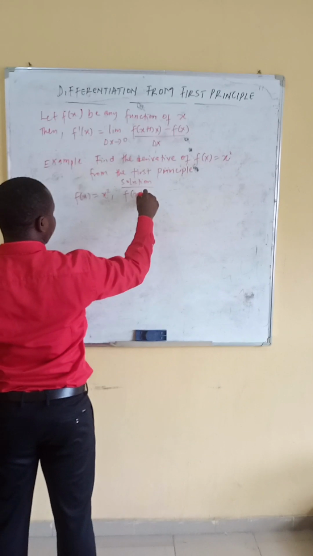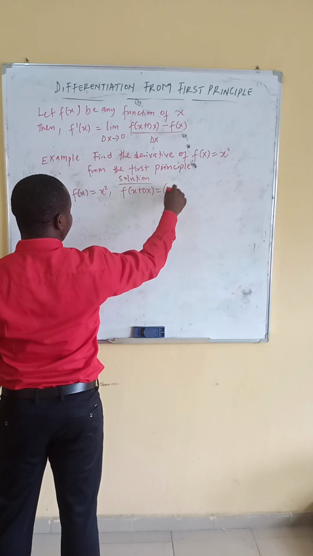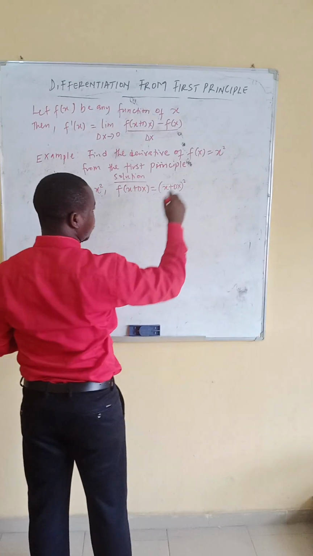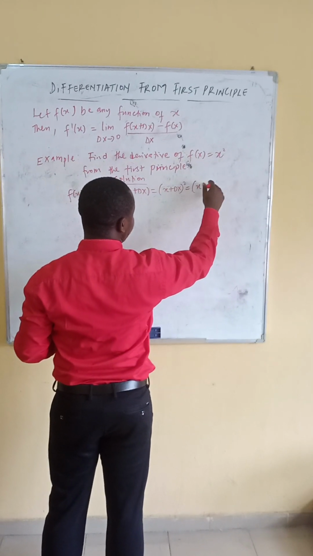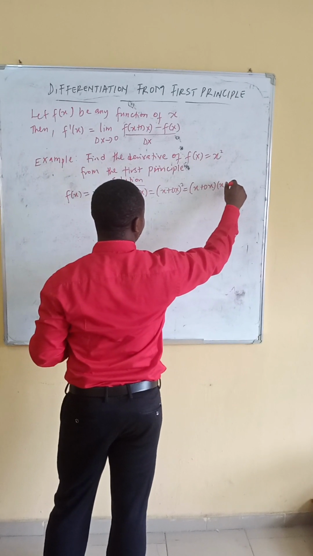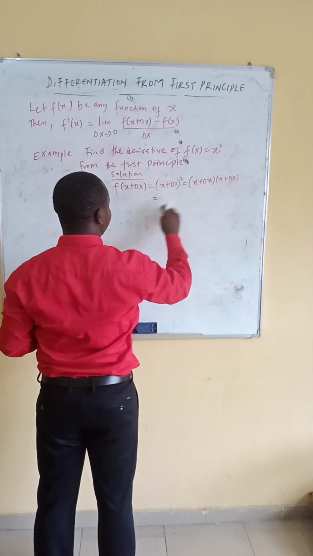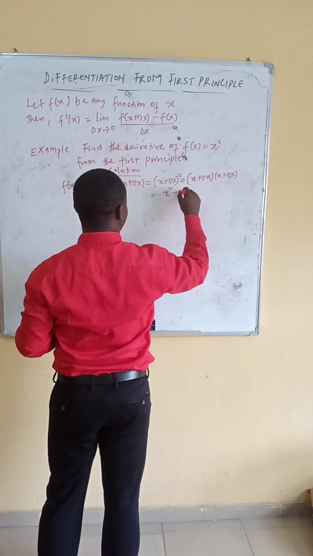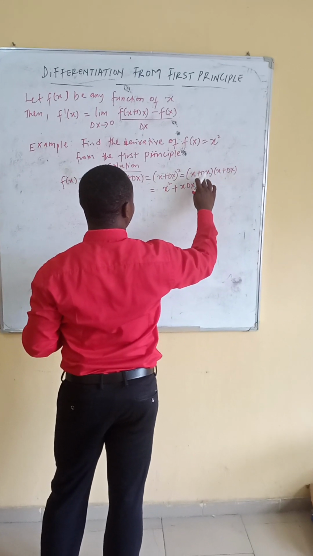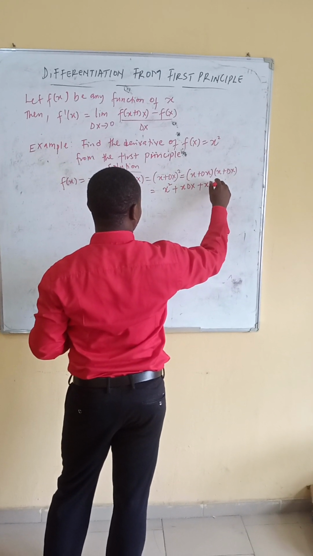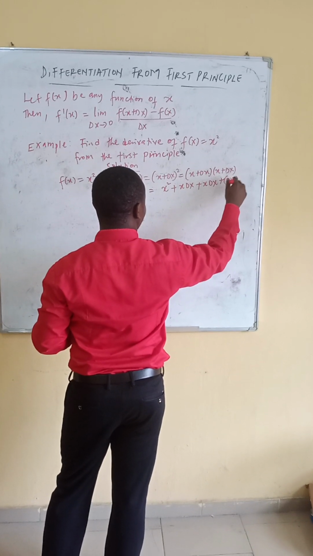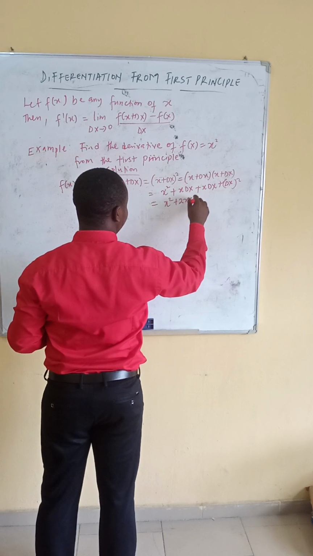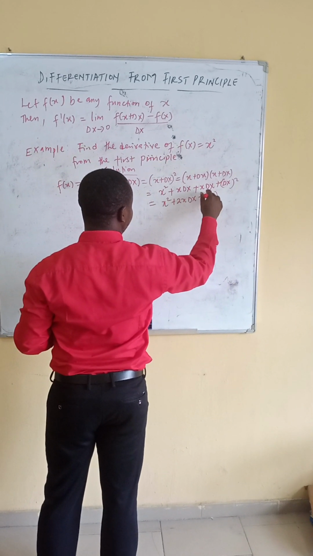f of x plus change in x will give us x plus change in x all squared, which is x plus change in x all into x plus change in x. Now x times x is x squared, x times change in x is x change in x, plus change in x times x is x change in x, plus change in x all squared. That will give us x squared plus 2x change in x plus change in x all squared.